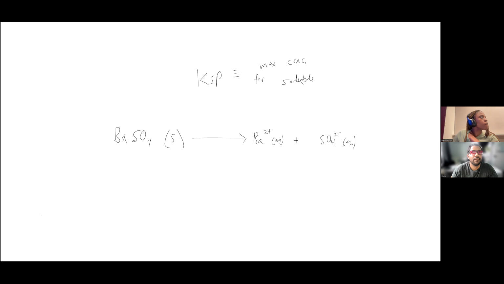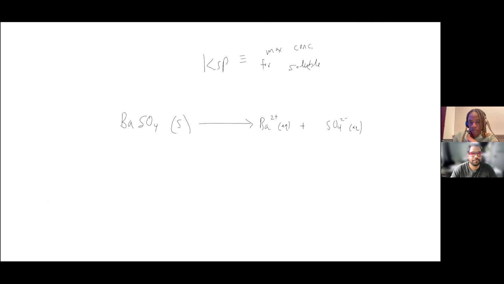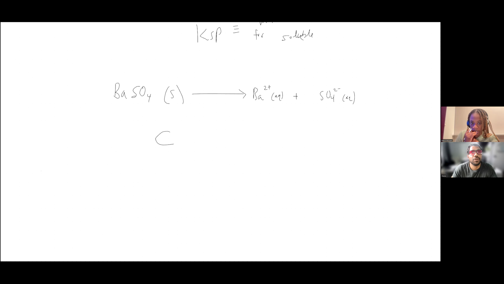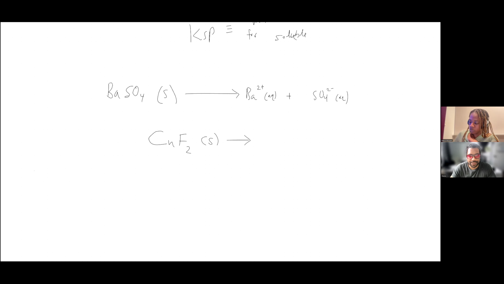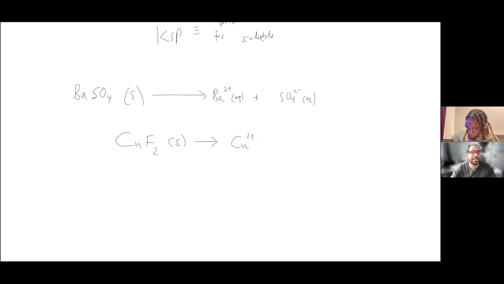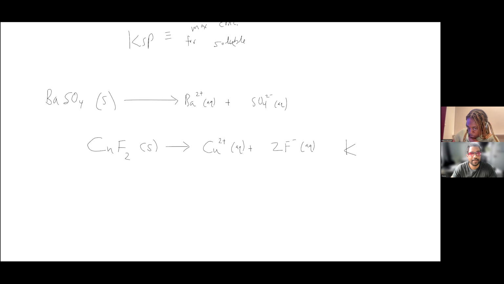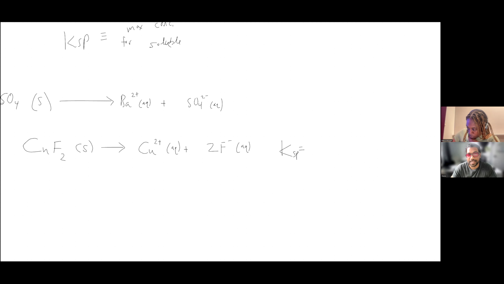I'm going to draw another example. CuF₂ solid dissolves or dissociates into Cu2 plus aqueous plus 2F minus aqueous, and the KSP is 1.6 times 10 to the negative 6.